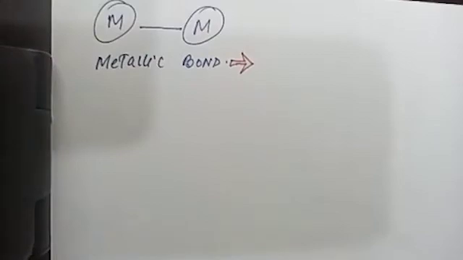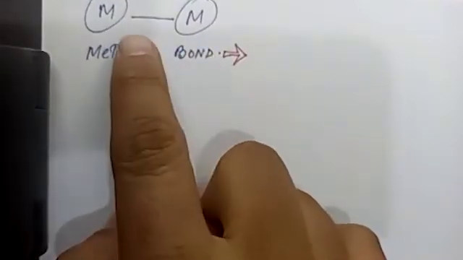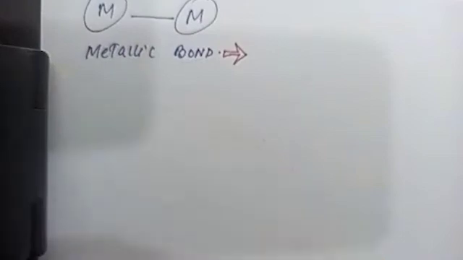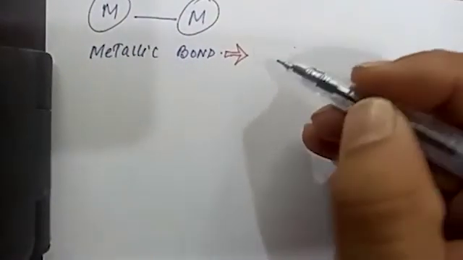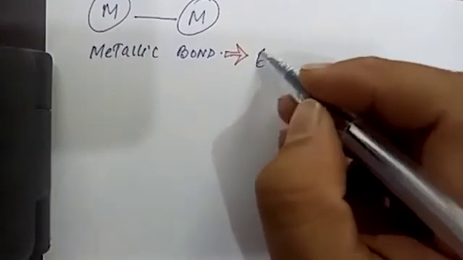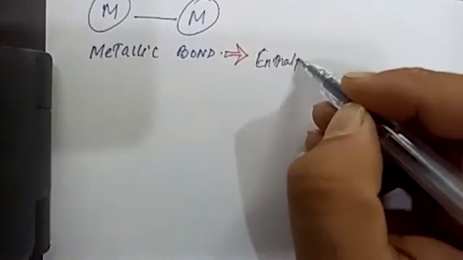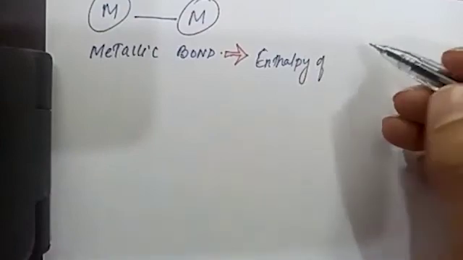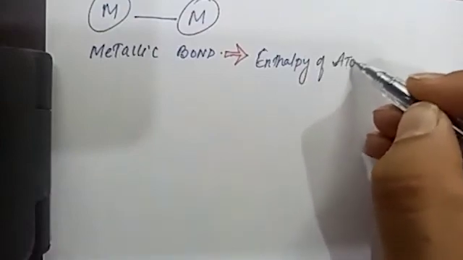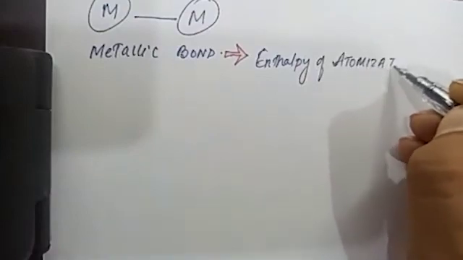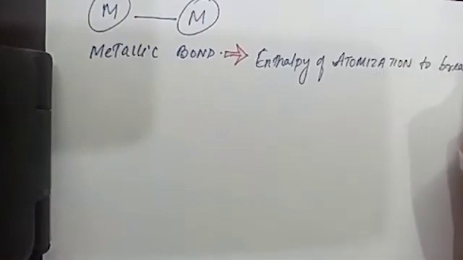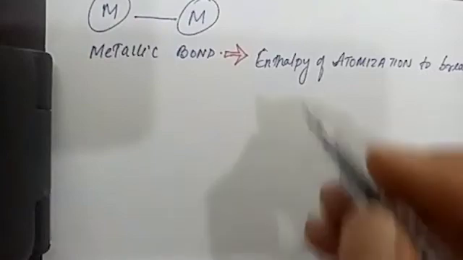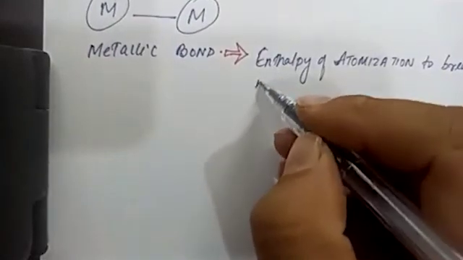This is bonding between metals and metals. They are bonded with their free electrons or unpaired electrons. The energy required to break a metallic bond is known as enthalpy of atomization. Enthalpy of atomization is used to break down metallic bonds.